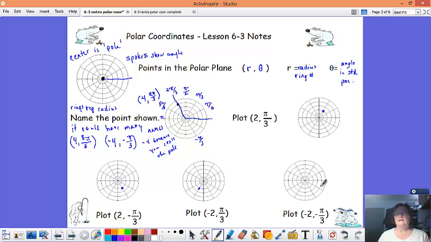And finally, negative 2 and negative pi thirds. Here's the negative pi thirds spoke. To plot negative 2 along there, you have to pass through the pole. So there's our guy right there. All right, kind of interesting, and I think we'll be served well if we remember that radiuses become negative when you cross through the pole.